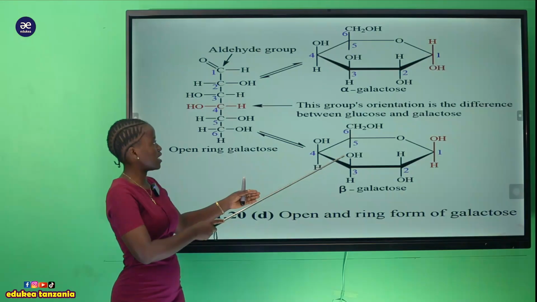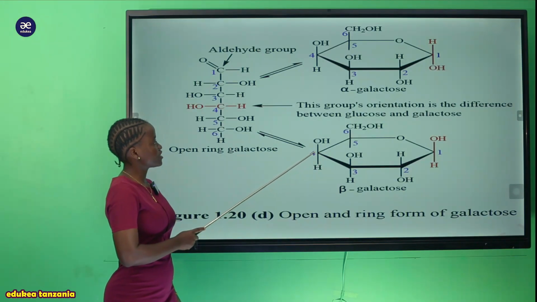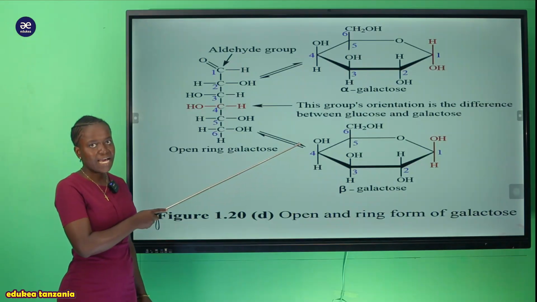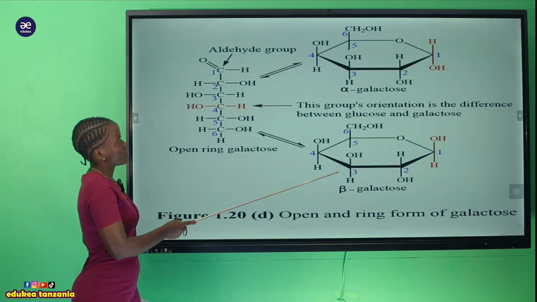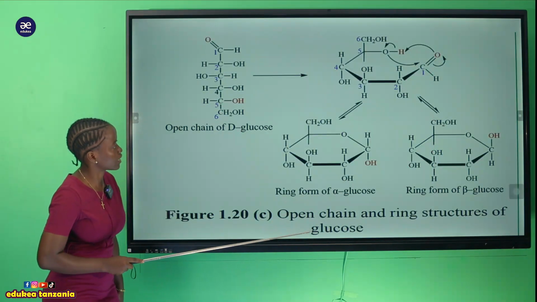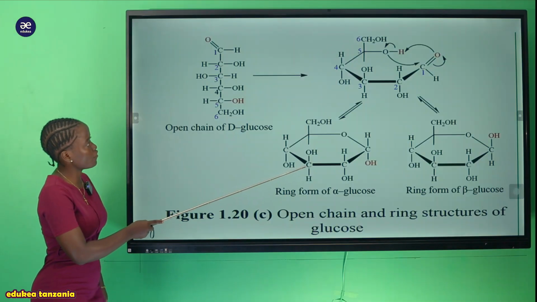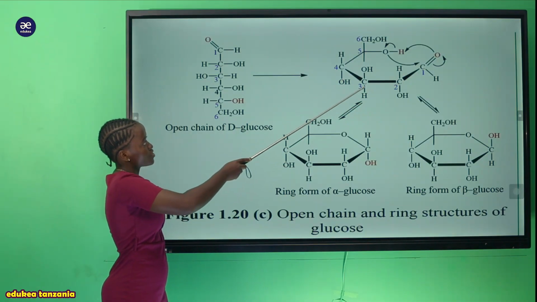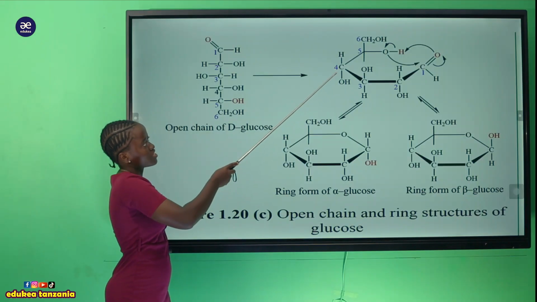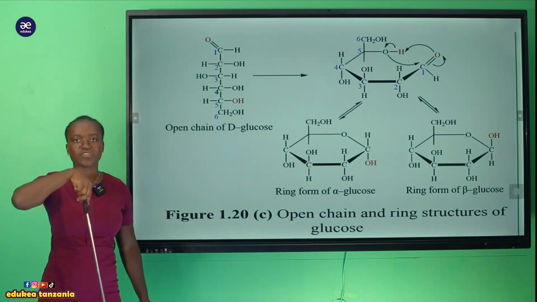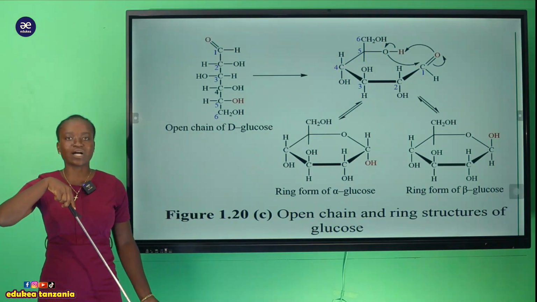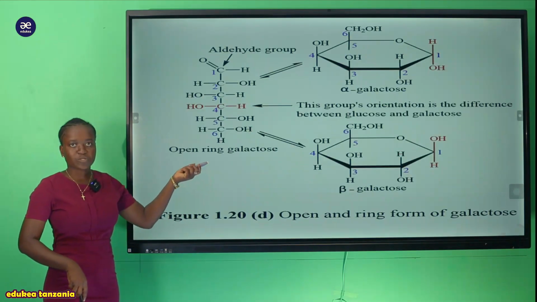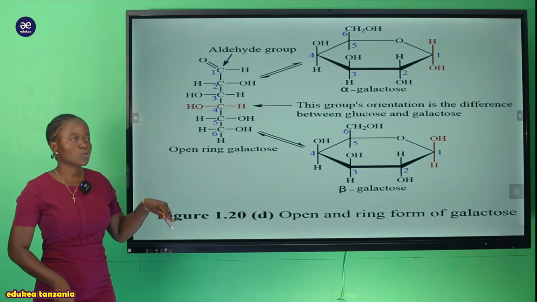So now you can see on the carbon number 4, the orientation of this hydroxyl group, it is found on the upper ring. But ukiangalia sasa kwenye glucose, the orientation of a carbon atom or the orientation of hydroxyl group on carbon number 4, this hydroxyl group, it is found on the below or on the lower surface of a ring. And thus bring about their difference between the galactose and the glucose.